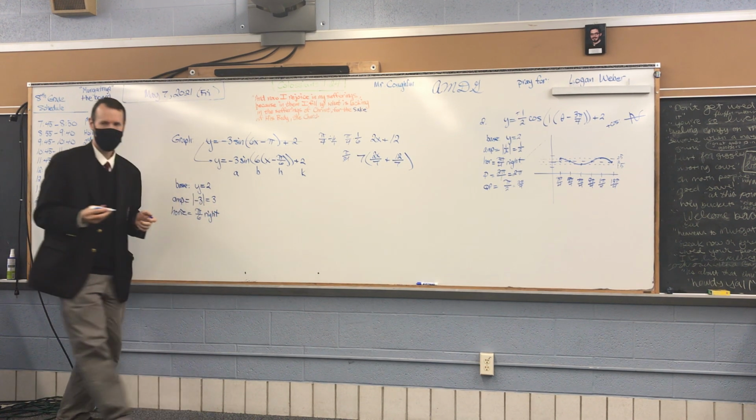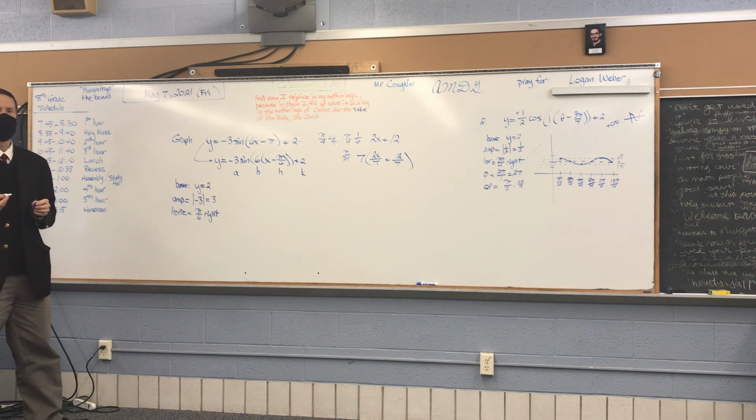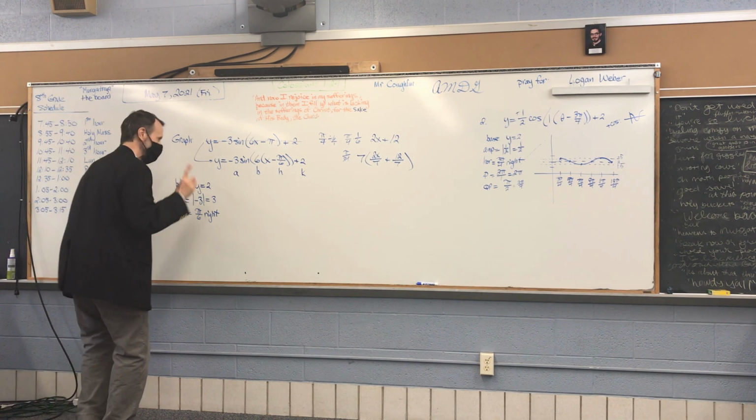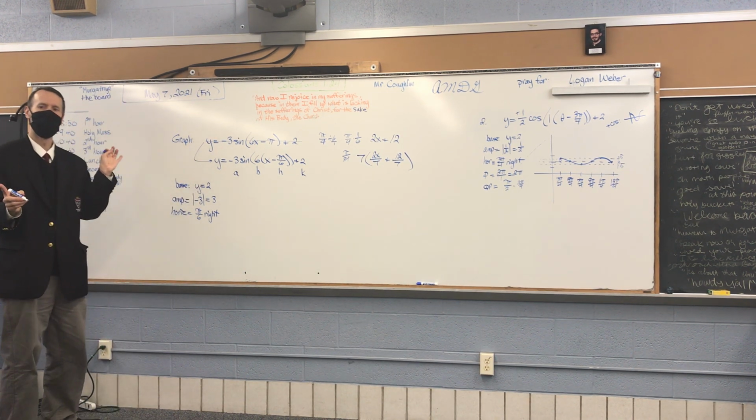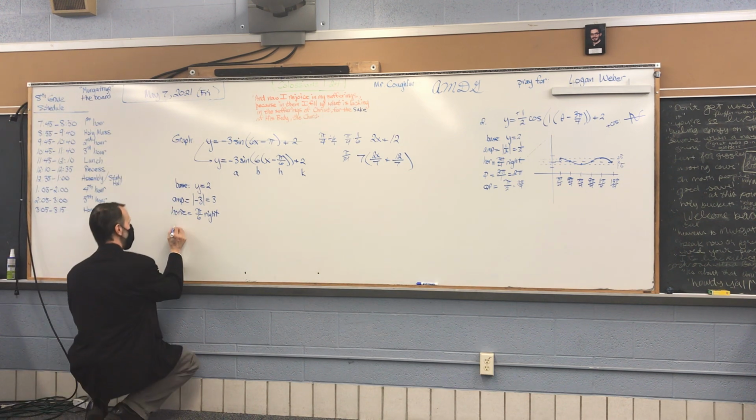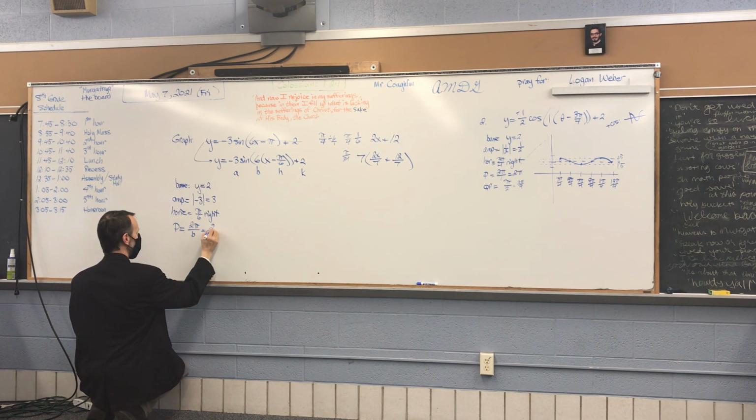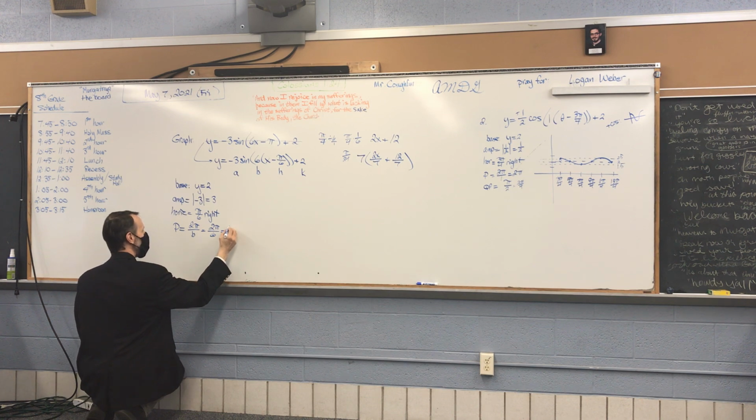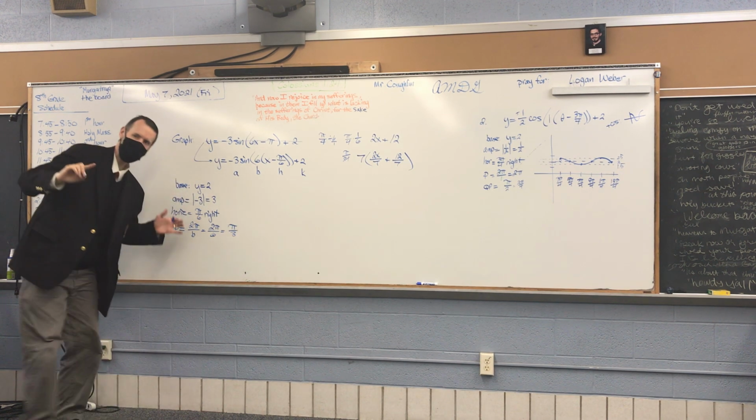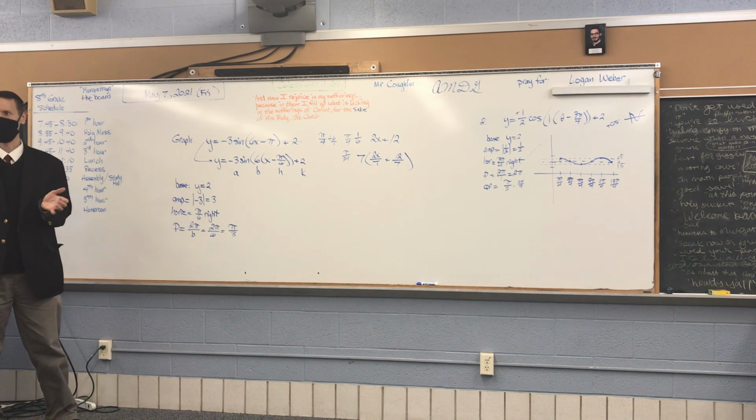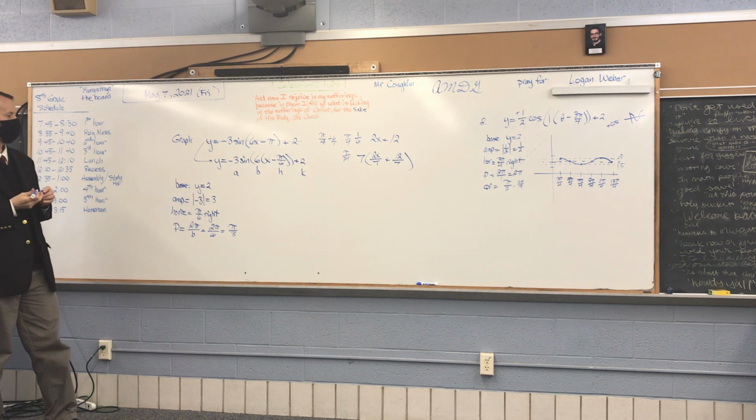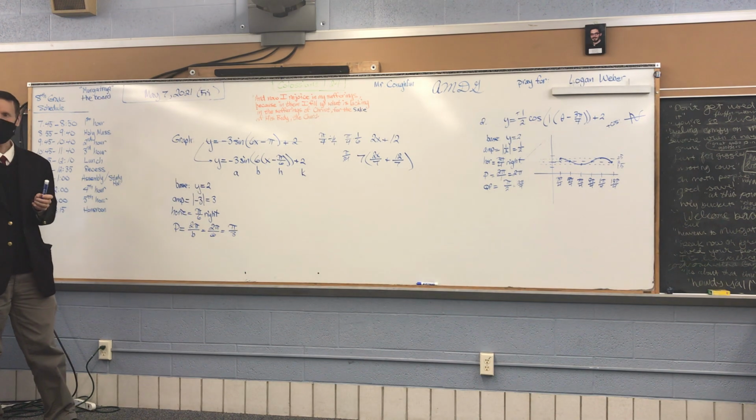Can somebody find the period for me? John. What is the period normally for sine and cosine? 2 pi. Now, how do you calculate it? 2 pi over b. Which in this case is 2 pi over what? 6. Correct. Does that reduce? Pi over 3 is your period. That's a very small graph period. Normally it's 2 pi. Pi over 3 is really tiny.